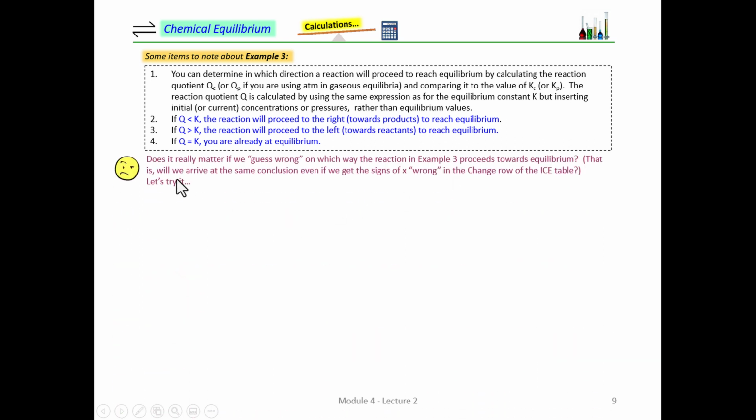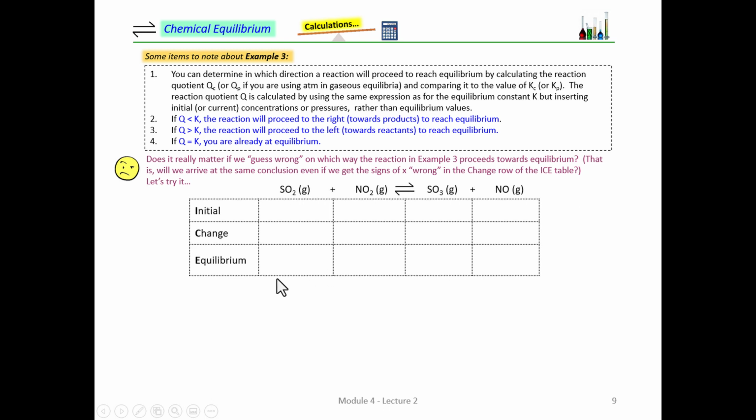At this point, you might ask, does it really matter if we guess wrong on which way the reaction in example three proceeds towards equilibrium? That is, will we arrive at the same conclusion even if we get the signs of x wrong in the change row? In other words, do we really need to calculate Q and go through all this when even if we guess wrong about the signs of x in the change row, we get the right answer anyway? Good question. Let's try it.